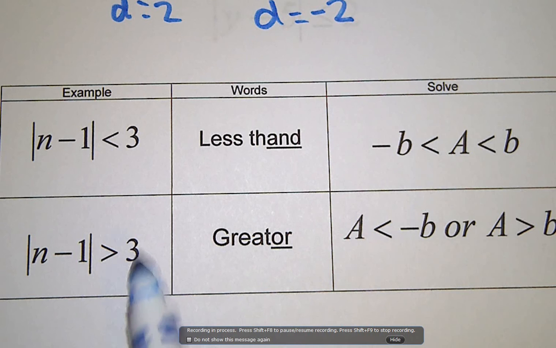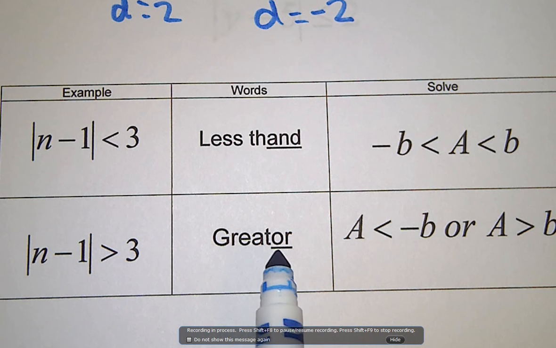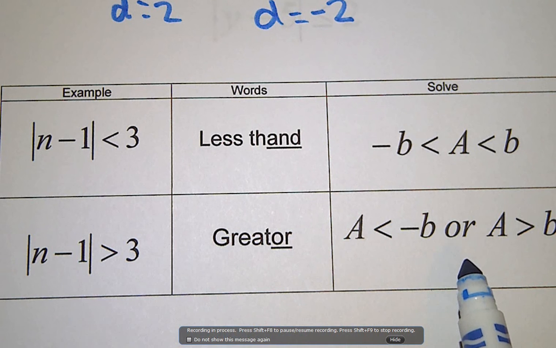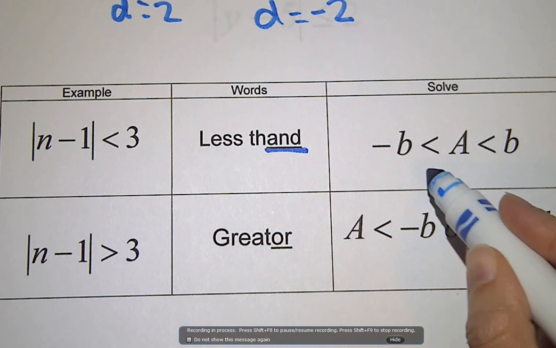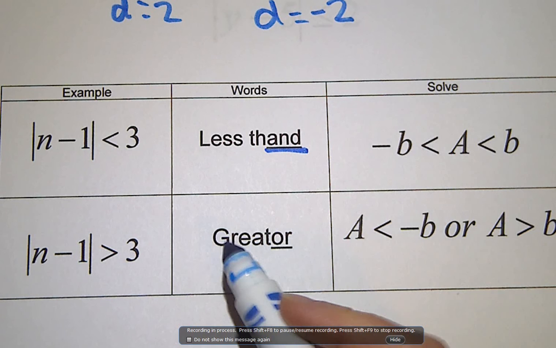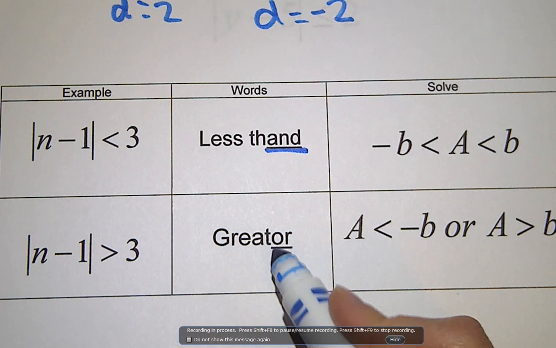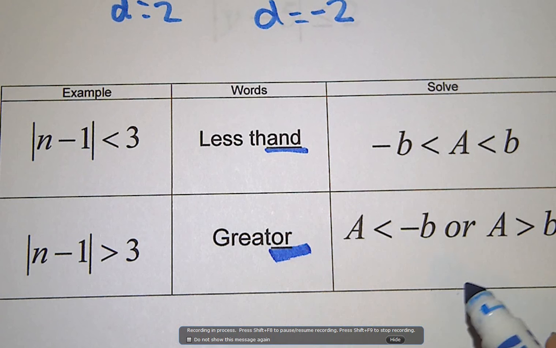Now this absolute value inequality has a greater than sign. So see how I took the word greater and I made it greater? So that means you're going to solve a greater absolute value inequality using the or compound inequality. So if it's less than, you solve it using the and compound inequality. If it's a greater than sign, you solve it using the or compound inequality. And these are what we talked about in lesson 4.5. So let's go ahead and look at this so that you guys know what I'm talking about.